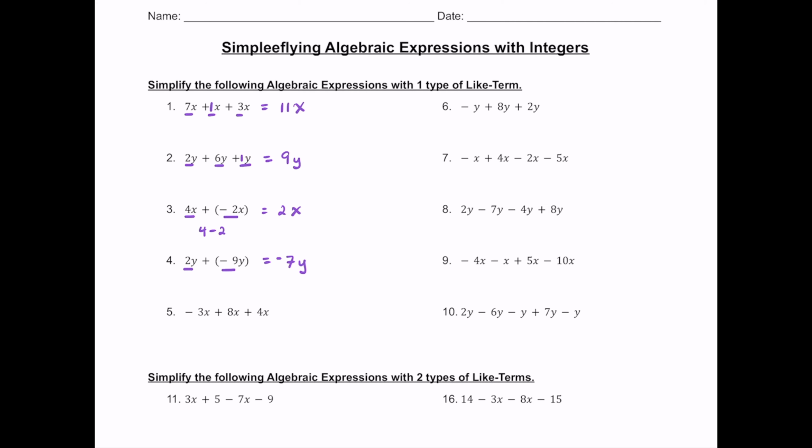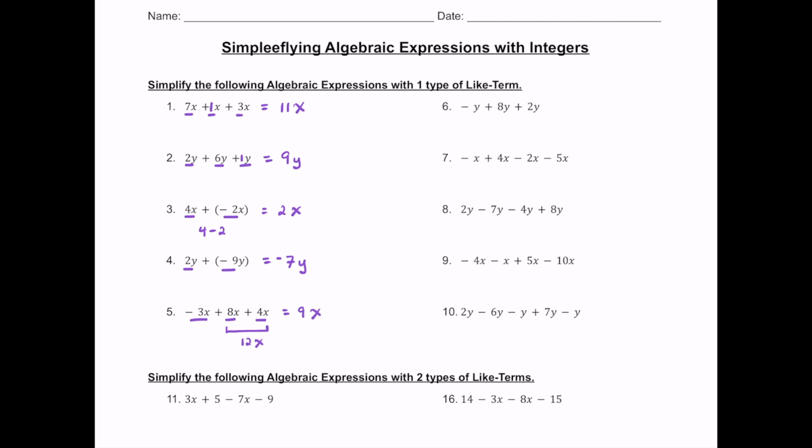Number 5, we have negative 3. We're going to add on 8 and then 4. Now, I'm going to choose to add the positive ones together to get 12. So I know that's going to be 12x. And then I just like taking away that 3, that minus 3 in the beginning. So 12 minus 3 is going to be positive 9. You can go left to right as well, but I like to add the positives first and then the negative second, and then simplify from there.